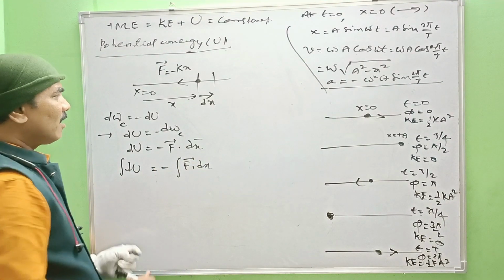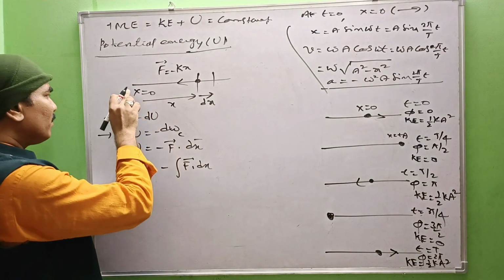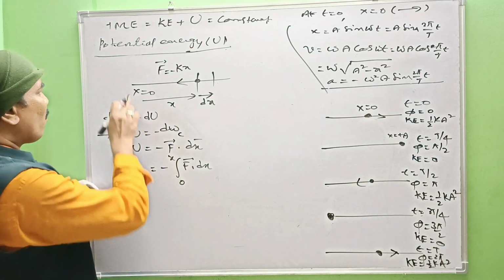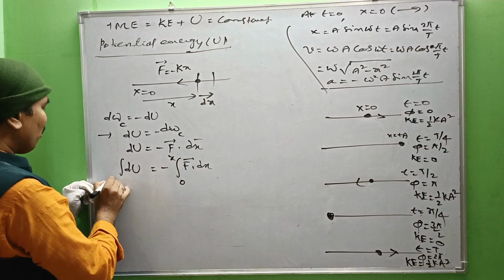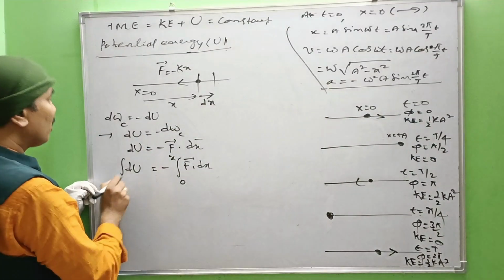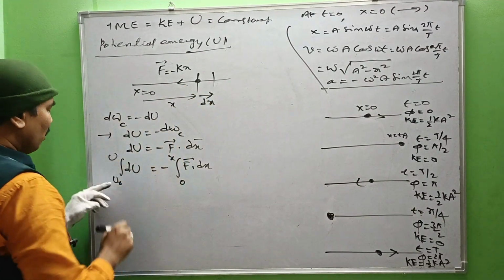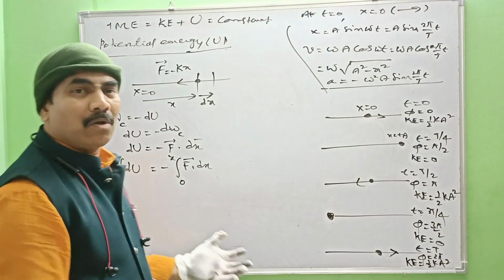What are the limits here? Position changes from x equal to 0 to x, so 0 to x. At x equal to 0, what is the potential energy? Let it be U naught. At the given position x, what is the potential energy? Let it be U. Why is it U naught? Why is it not 0?